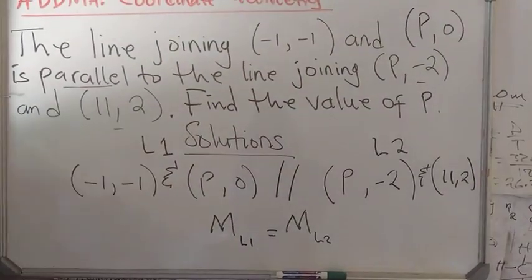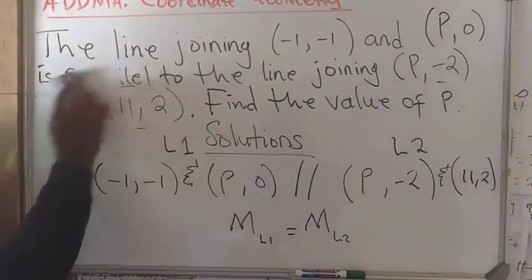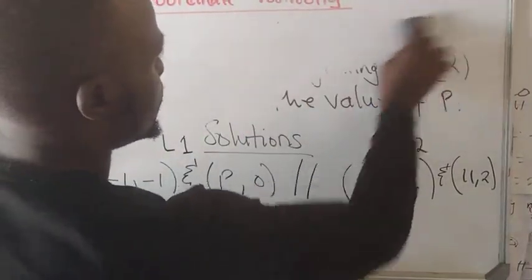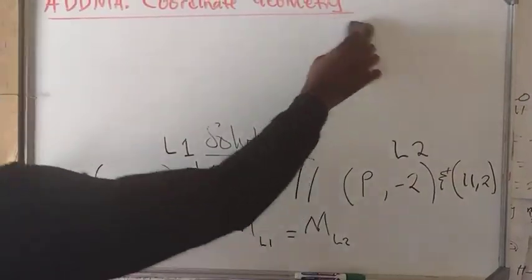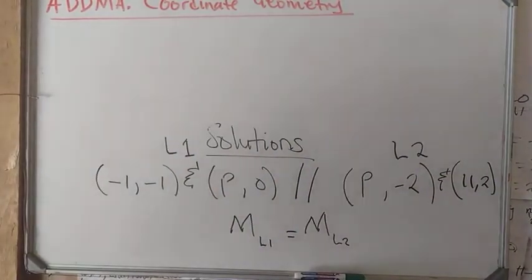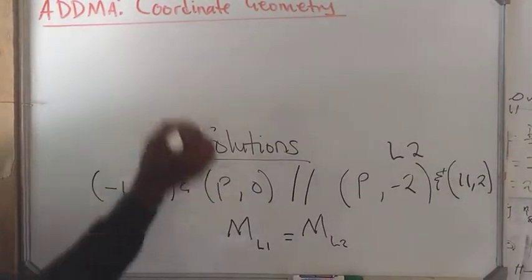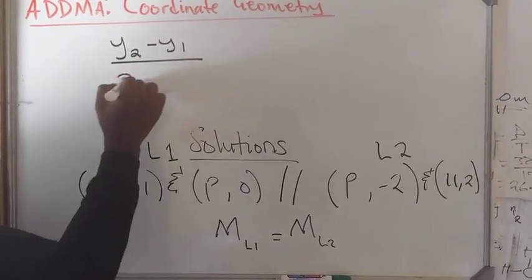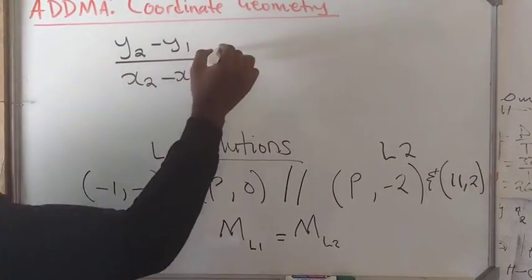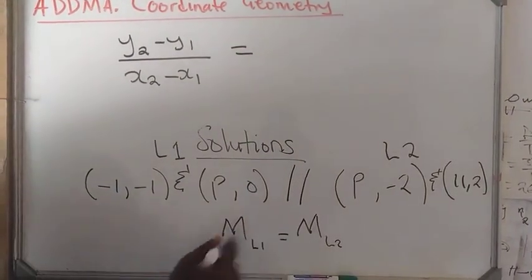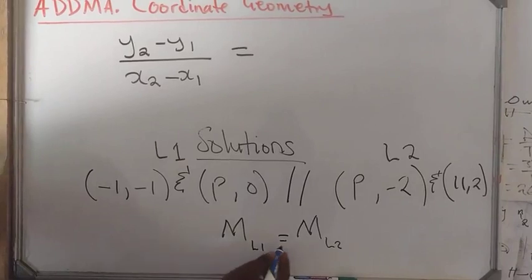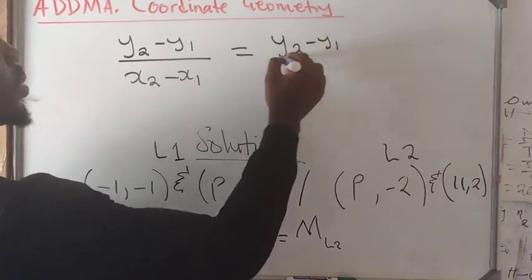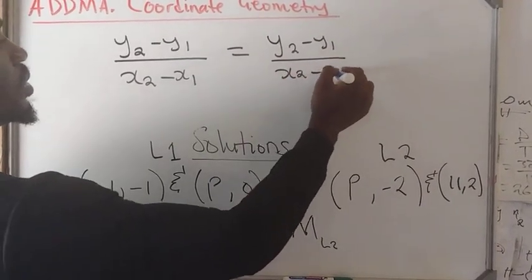So now I'm going to write on top so that we answer this question. If we know that, let's write the formula for gradient. The formula for gradient is y2 minus y1 over x2 minus x1. I'm using this because the gradient for line 1 is equal to the gradient for line 2. We will repeat the same formula, y2 minus y1 over x2 minus x1.